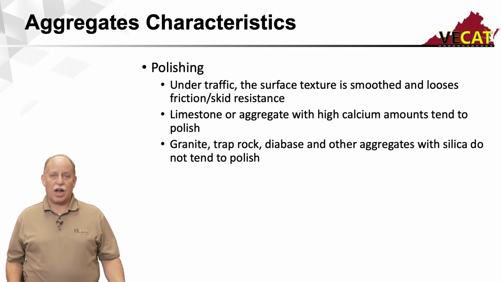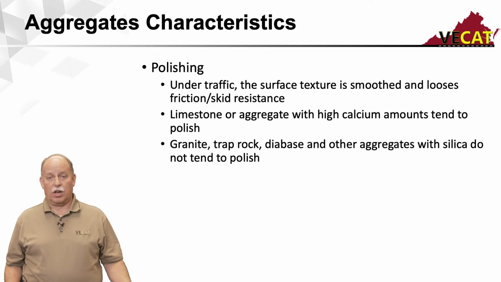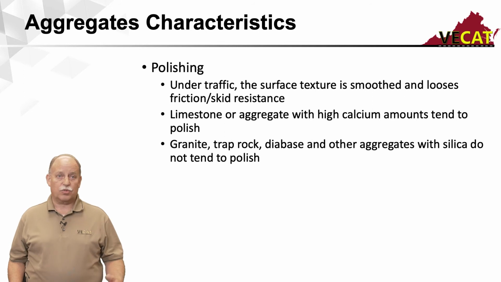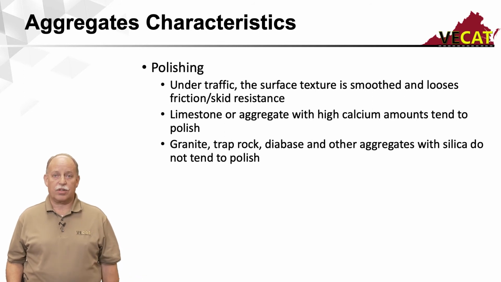Limestone or aggregates that are high in calcium, they tend to polish under traffic. For that reason, they're typically used in our intermediate mixes and our base mixes. Granites, trap rocks, diabases, and other aggregates that have silica, that are siliceous, they tend not to polish. So we use those in our surface mixes so that we maintain that skid resistance that we need in our pavement structures.